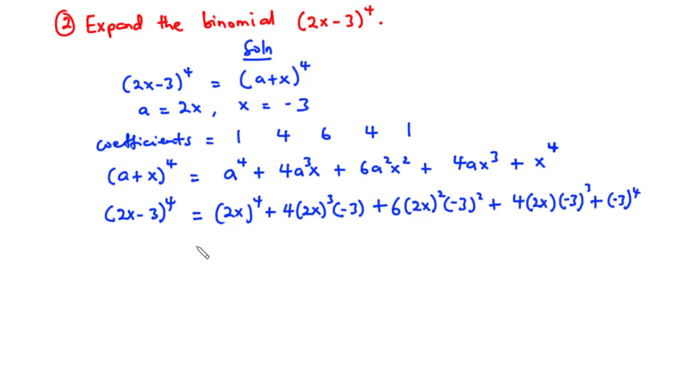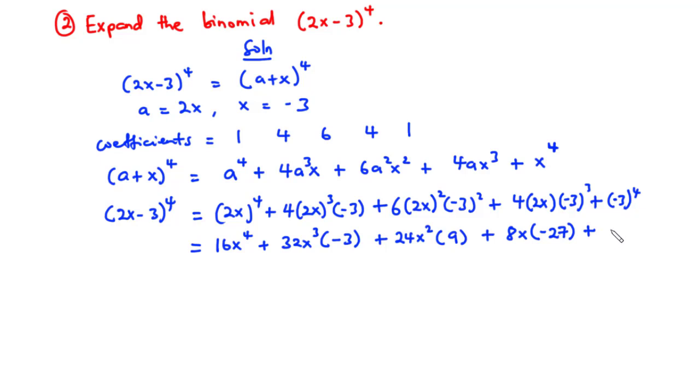So now let's simplify. 2 to the fourth power is 16, so we have 16x exponent 4 plus 2 to the third power is 8. 8 times 4 is 32, so we have 32x exponent 3 times negative 3. 2 exponent 2 is 4, and then 4 times 6 is 24, so we have 24x squared times negative 3 squared is 9, okay, plus 4 times 2x is 8x, and then negative 3 cubed is negative 27.